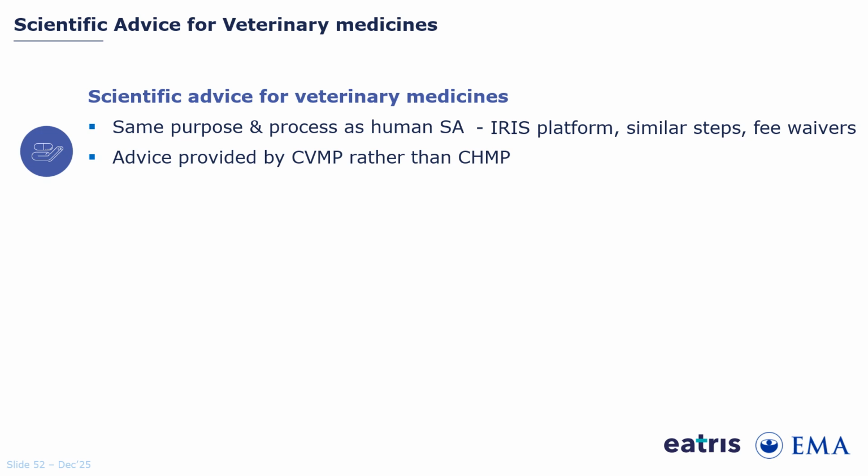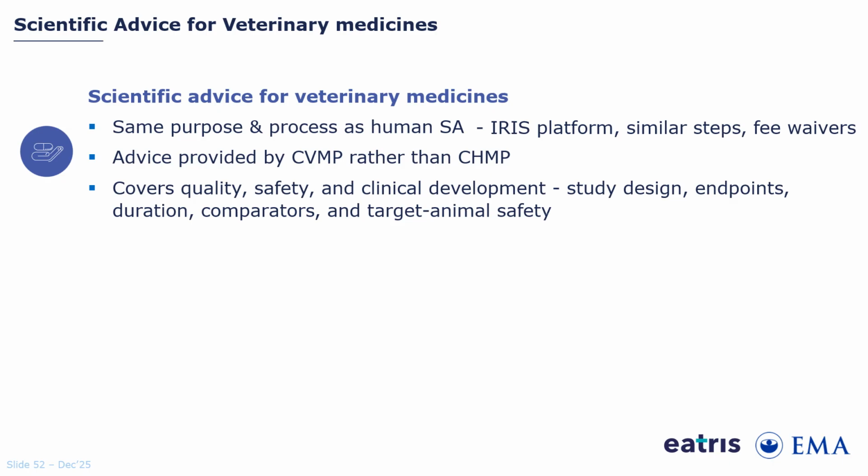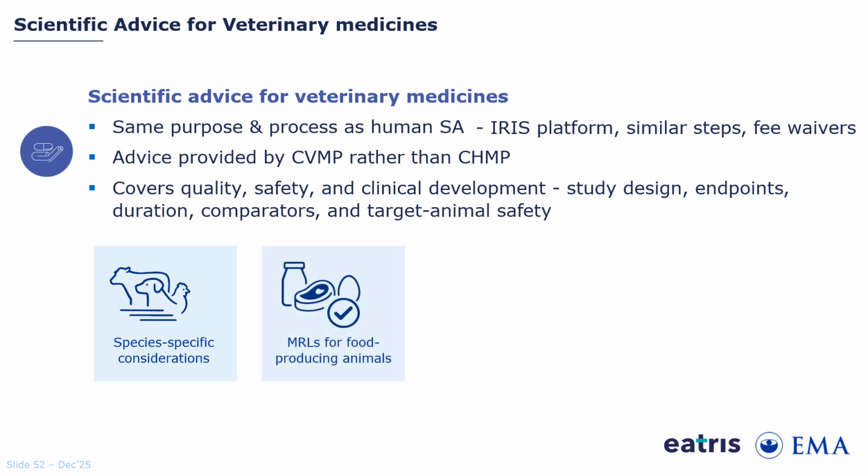In addition to quality, safety, and clinical development questions, such as study design, endpoints, duration, comparators, and target animal safety, veterinary advice also covers species-specific aspects, including how a product behaves in different target animal populations. A key area unique to veterinary medicines is guidance on maximum residue levels, MRLs, for food-producing animals, ensuring consumer protection.